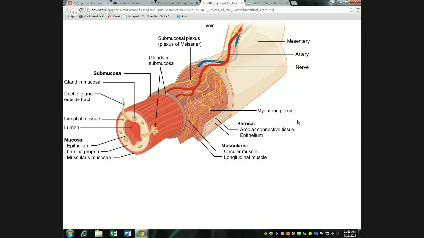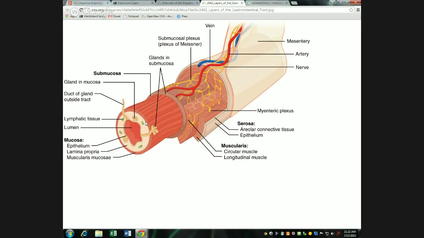Moving from the inside out, the layer that's directly adjacent to where the food moves through is called the mucosa. The mucosa is made up of an epithelium lining the lumen of the digestive tract, and then connective tissue surrounding that, which, for any mucous membrane, is called a lamina propria. That's just what you call the connective tissue next to a mucus epithelium. And then there's a very thin layer of smooth muscle tissue surrounding it called the muscularis mucosae.